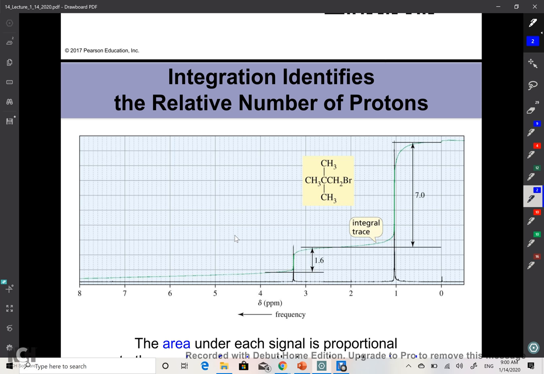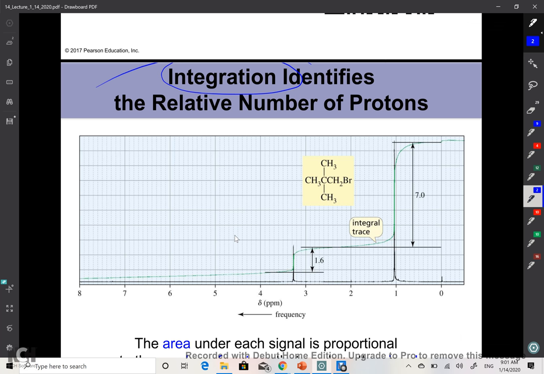The height of the signal is proportional to the number of hydrogens that generate that signal. So if you have a CH2, the height of the CH2 will be different from the height of the CH3. Because the CH3 has three hydrogens, it will give us a taller signal, whereas the CH2 will give us a relatively shorter signal. We refer to that as the integral, or integration. So the integral gives you information about the number of hydrogens generating the signal.